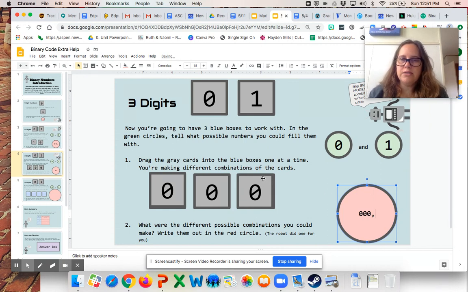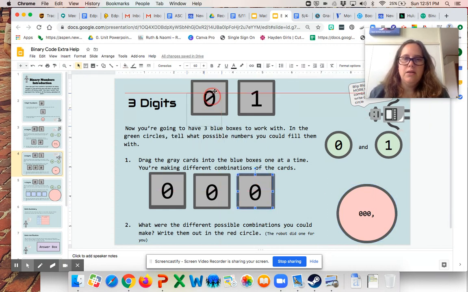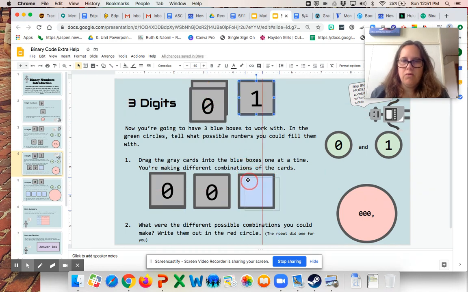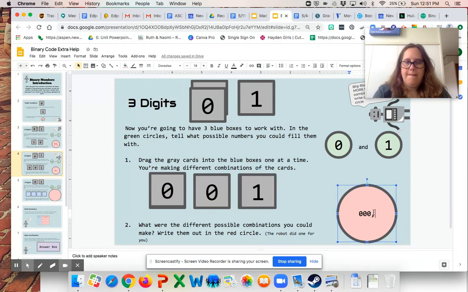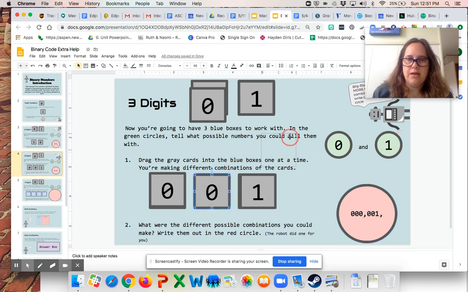Now, if I wanted to just change one digit in this, I can get a new number. So I can drag 1 in, and now I have 0, 0, 1. That's a possibility. I could drag my 0 out of place, move that 1 over. I got another possibility. So now I've got 0, 1, 0.